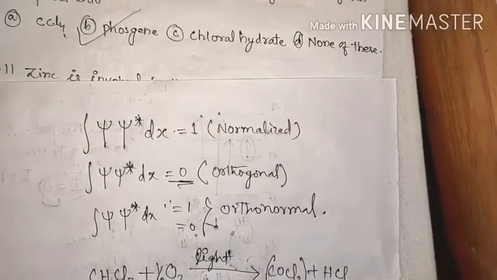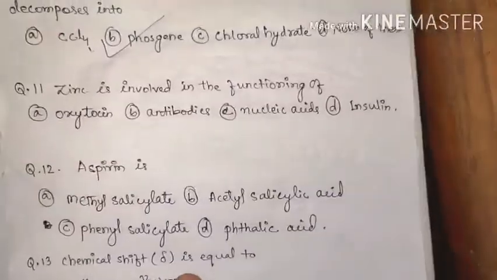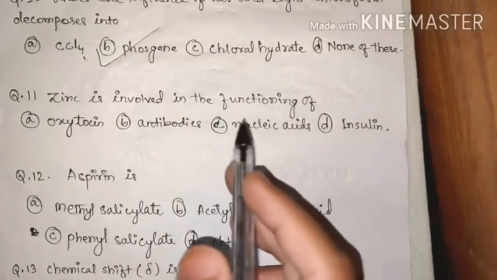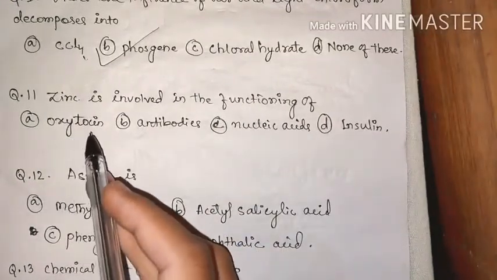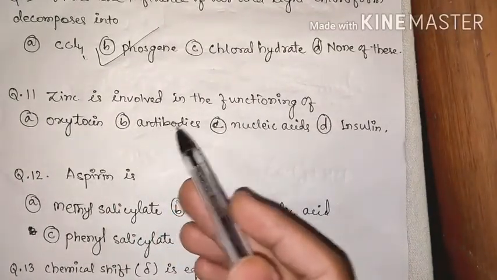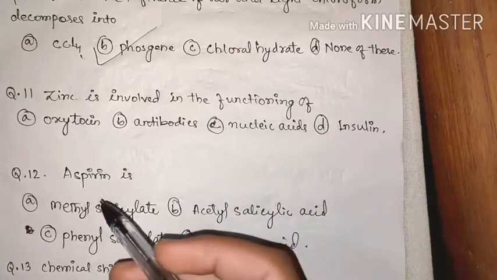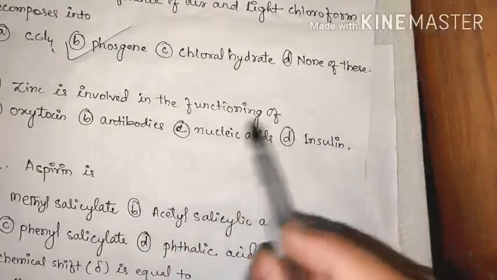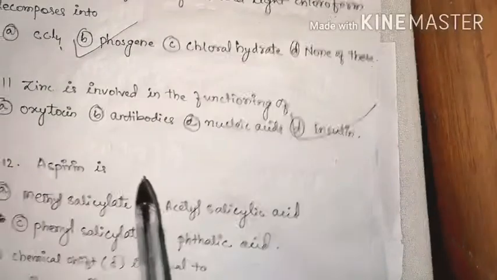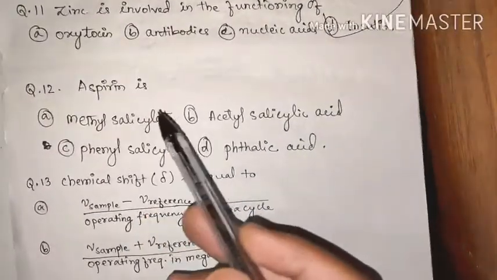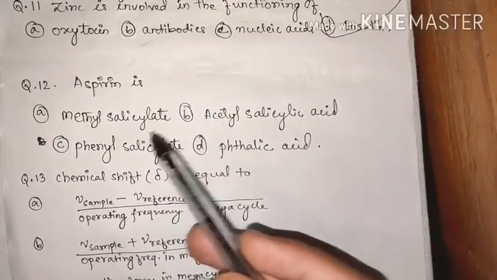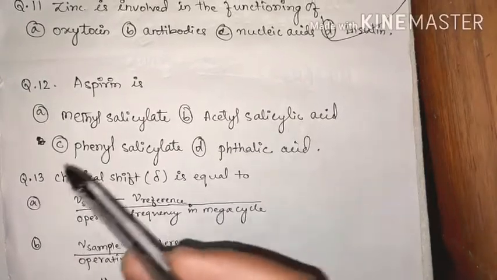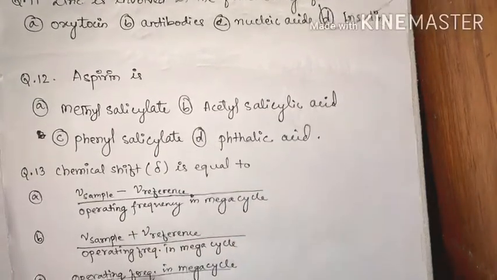Then the next question we are going to see is question number 11. Zinc is involved in the functioning of oxytocin, antibodies, nucleic acids, or insulin. The correct answer is insulin. Another question is, aspirin is what? Methyl salicylate, acetyl salicylic acid, phenyl salicylate, or phthalic acid.